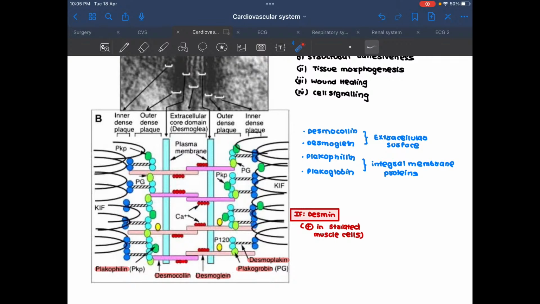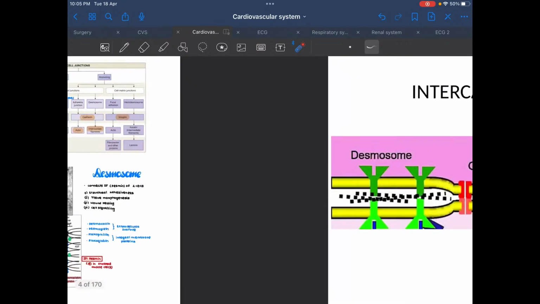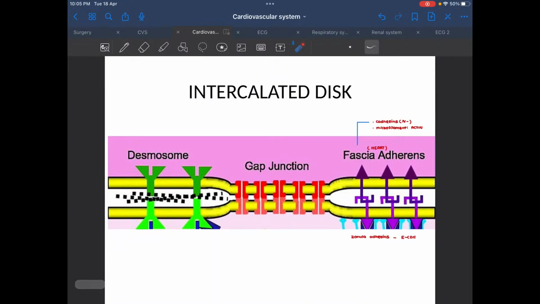Okay? Right. We discussed that. The intermediate filament which is present in your striated muscles is mainly desmin. Okay? Right. So this is again the intercalated disc. We saw the desmosomes and the different structural components of the desmosomes, and we have already discussed the gap junctions in great detail. And the last thing that I would tell you is something about the fascia adherens.